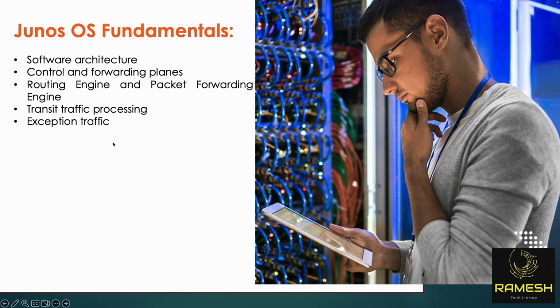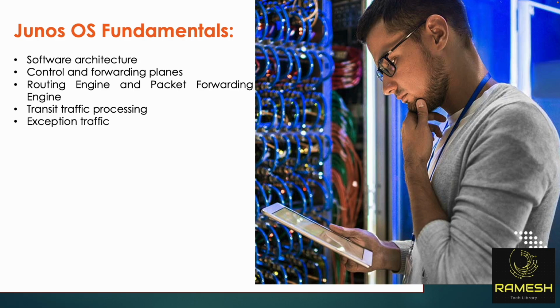Okay, cool. So today we are going to discuss Junos OS Fundamentals. So what is a software architecture? The Juniper architecture is completely different. It's completely developed using the FreeBSD Linux operating system. So the architecture is completely different.